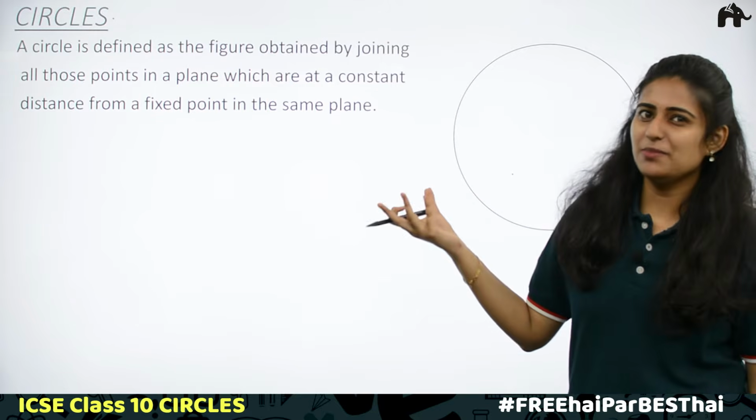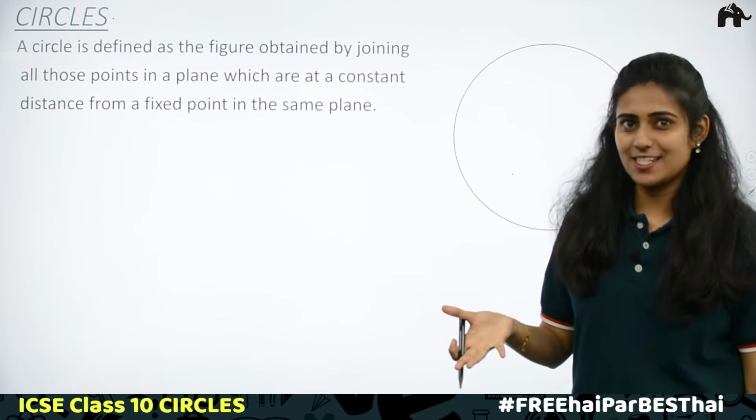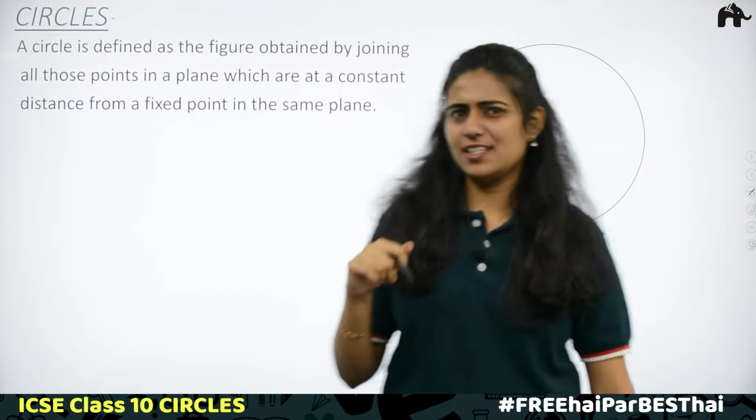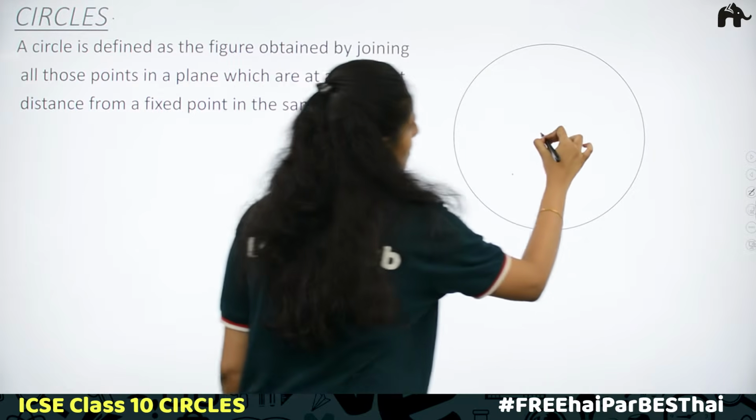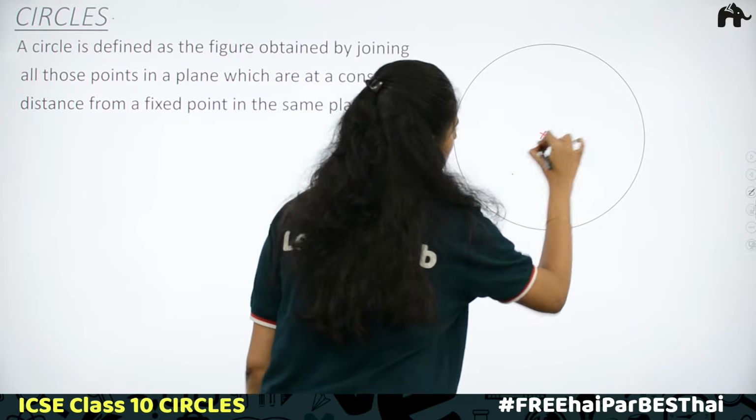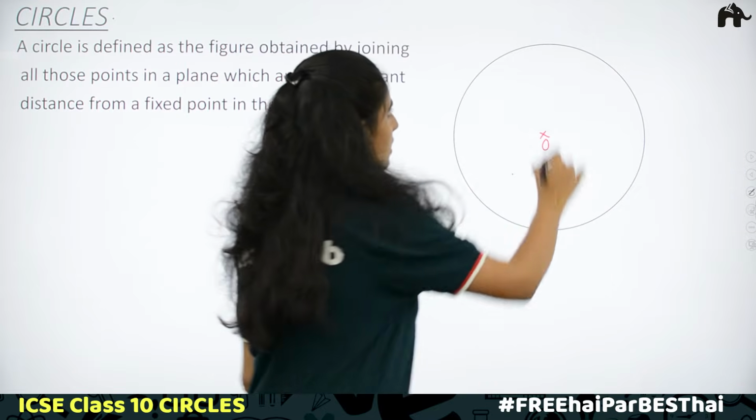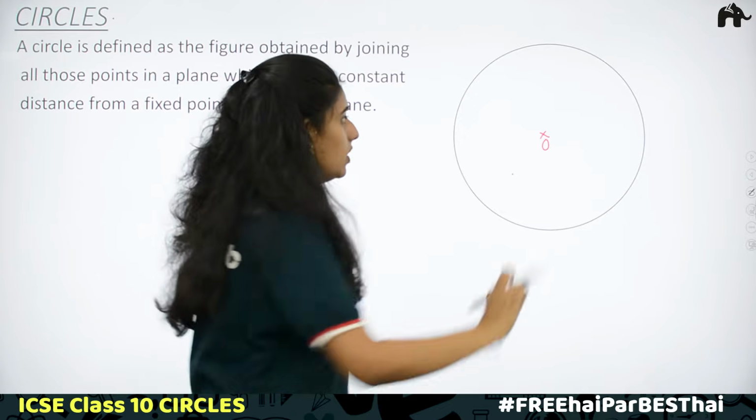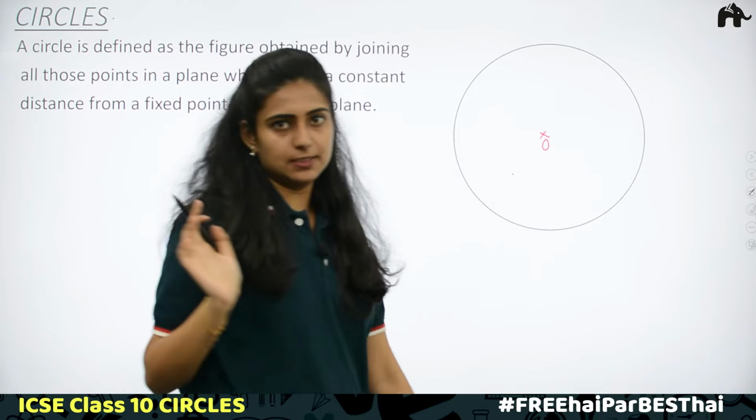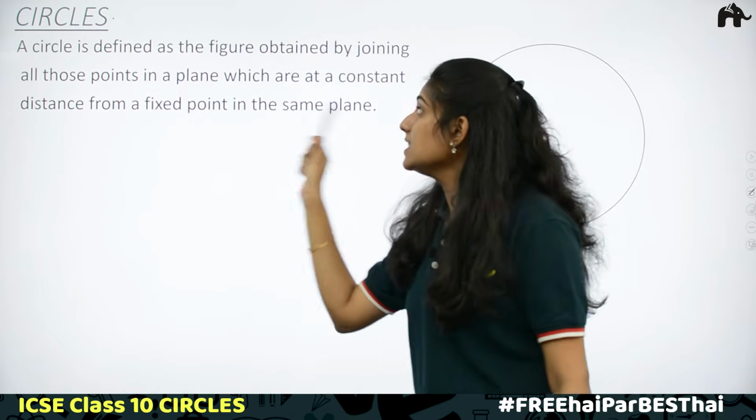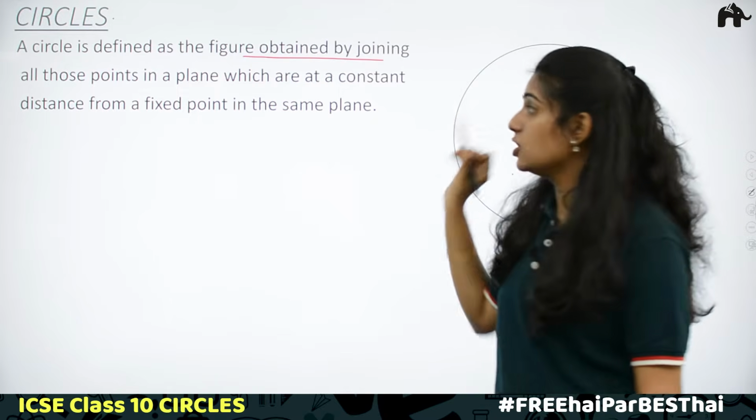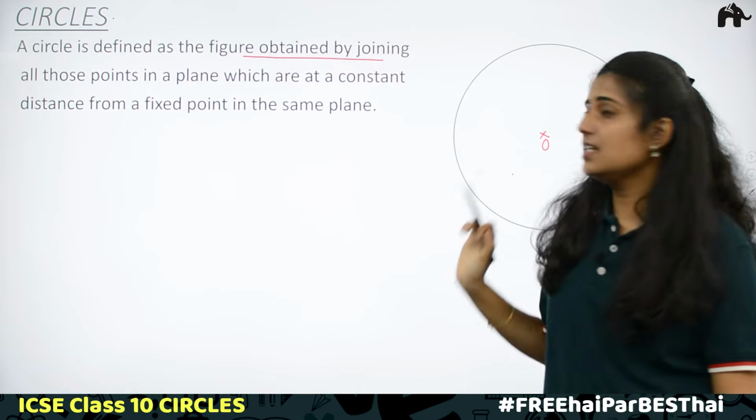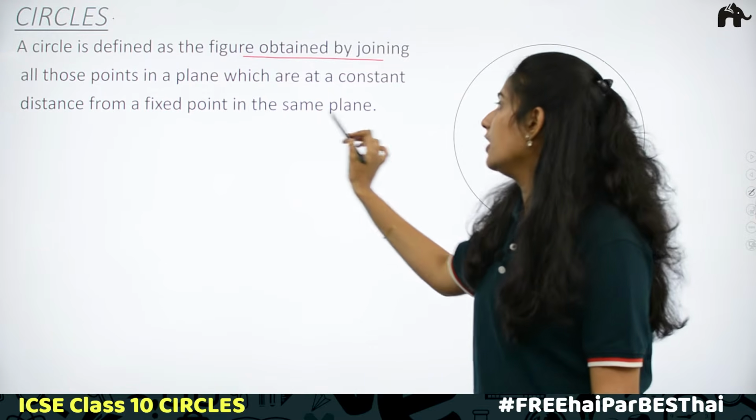Circles. Circle is something we have been studying from our KG classes. We have been studying about shapes and circle is a shape. Yes. Now what is a circle? Here, if I am taking a point O, from this point O, all the points which are at equal distance when joined together will be getting the shape circle. Therefore, a circle is defined as a figure obtained by joining all those points in a plane which are at a constant distance from a fixed point in the same plane.